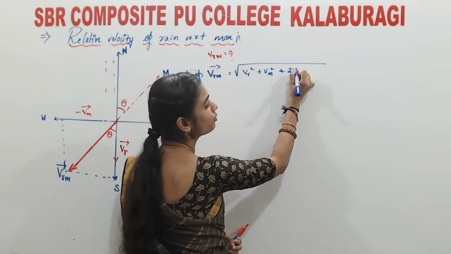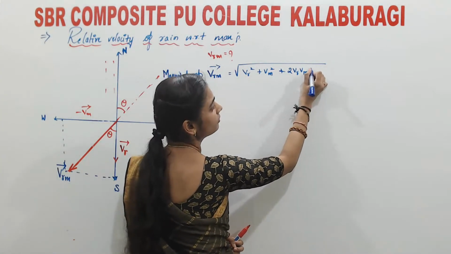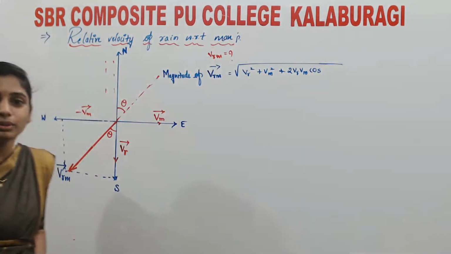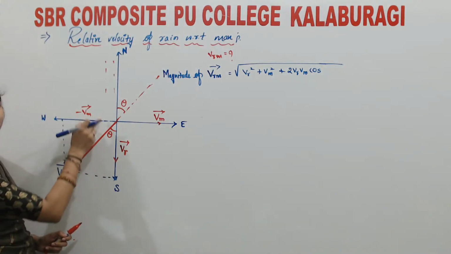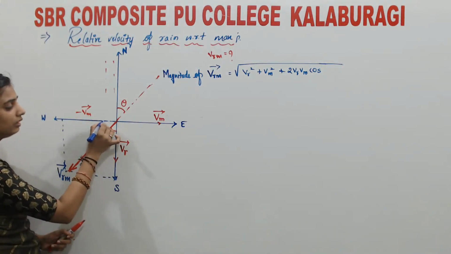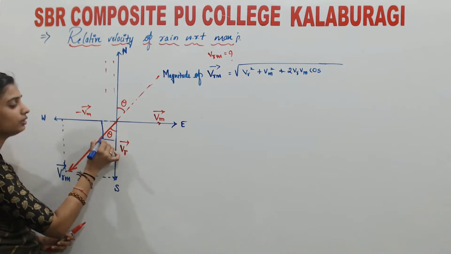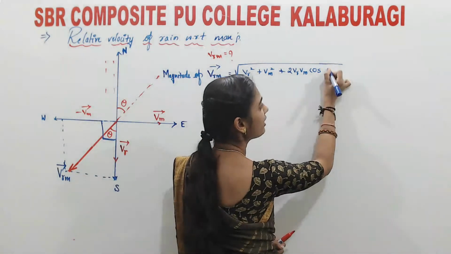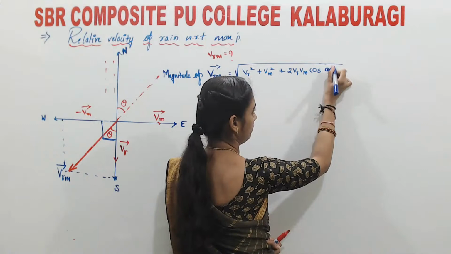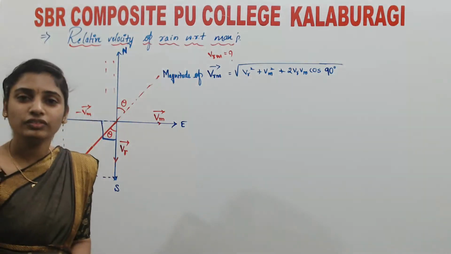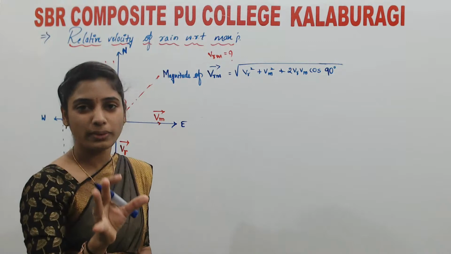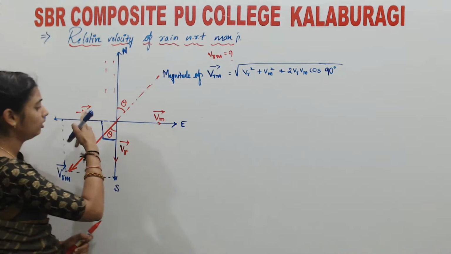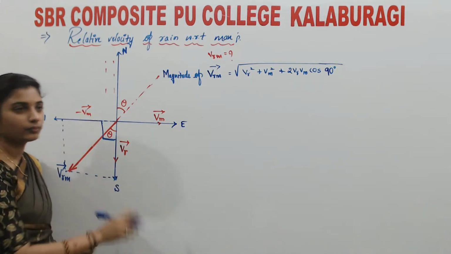So Vr square plus Vm square plus 2 Vr Vm cos of the angle between those two vectors. What is the angle between VR and VM? The angle between these two is nothing but 90 degrees. So shall I write 90 over here? I think all of you have got it. We have used the parallelogram law of vector addition to get the resultant of these two vectors VR and VM.